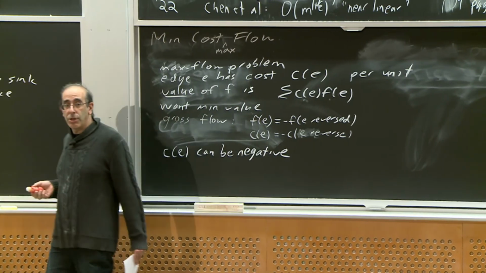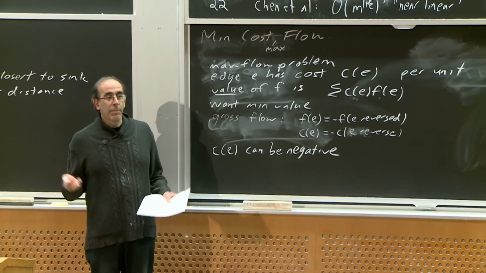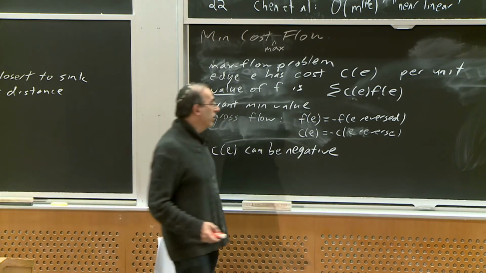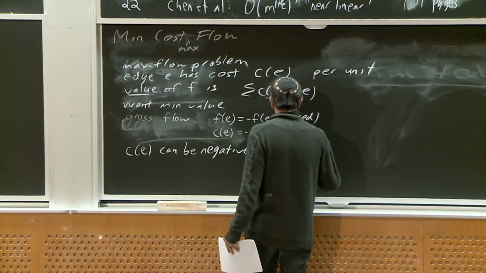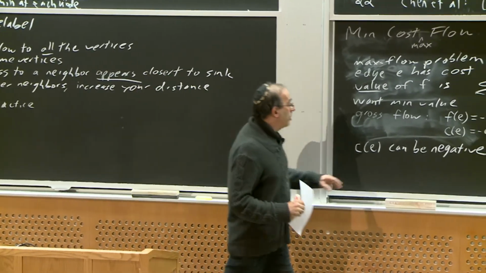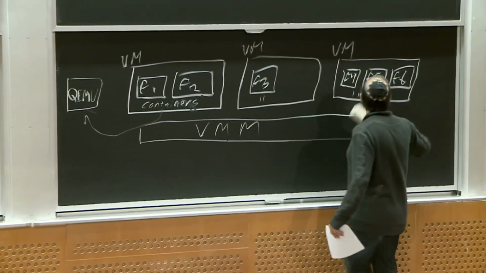So when you're modeling certain problems, it makes sense to talk about the profit that you earn by sending flow along an edge instead of the cost that you pay by sending the flow along the edge. And of course, they can be 0 as well. Okay. So we are going to recapitulate a lot of what we did with max flow.